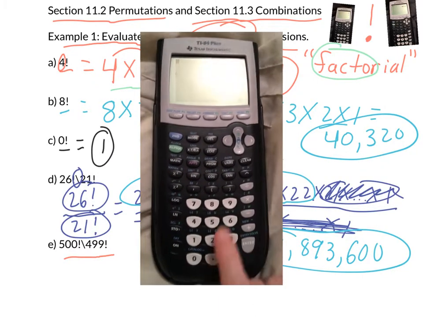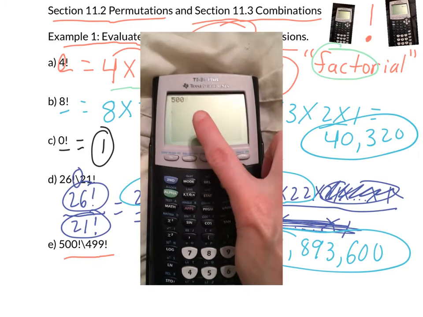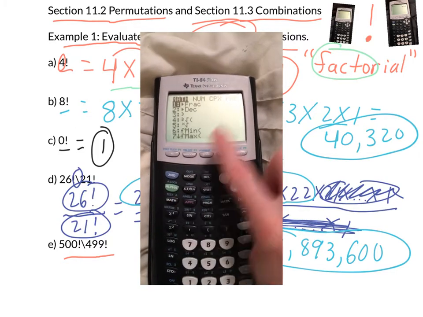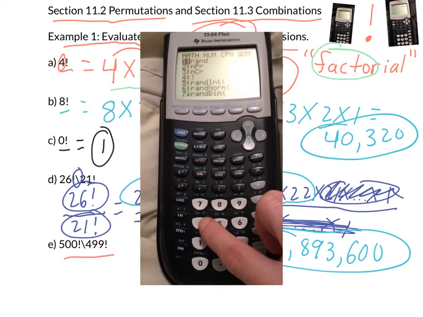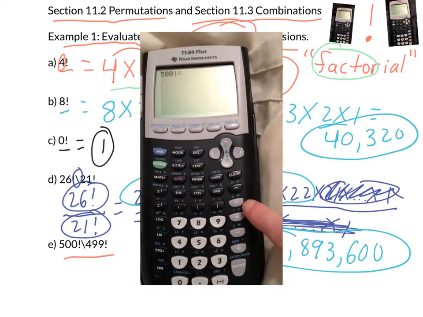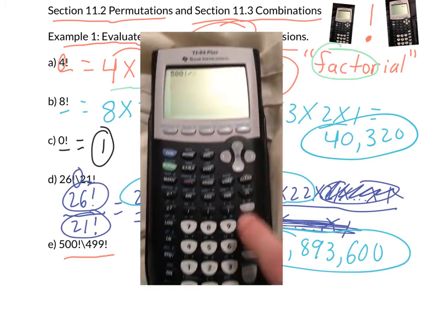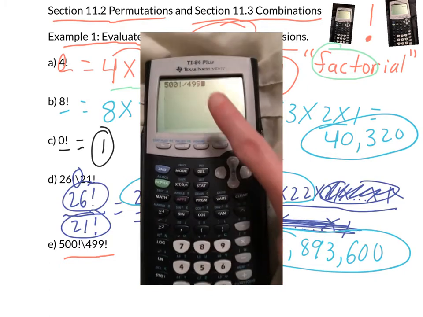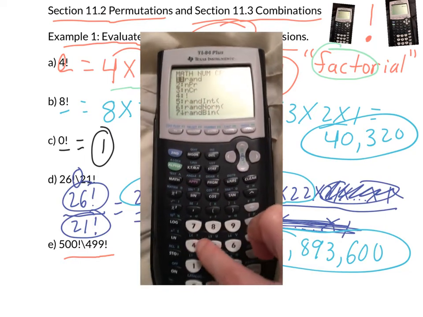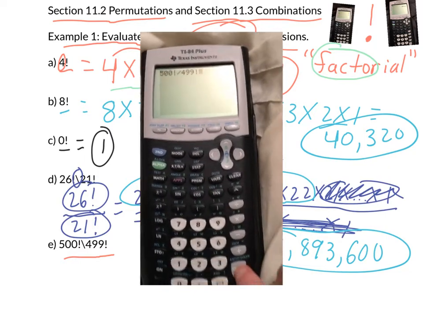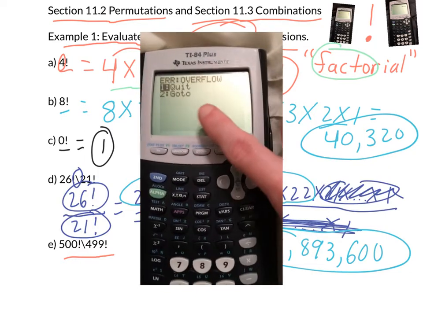When I punch it in, we got 500, math button, go over to PRB, option 4, divided by, for the fraction bar, 499, math button again, PRB, 4 for factorial, enter for equals.